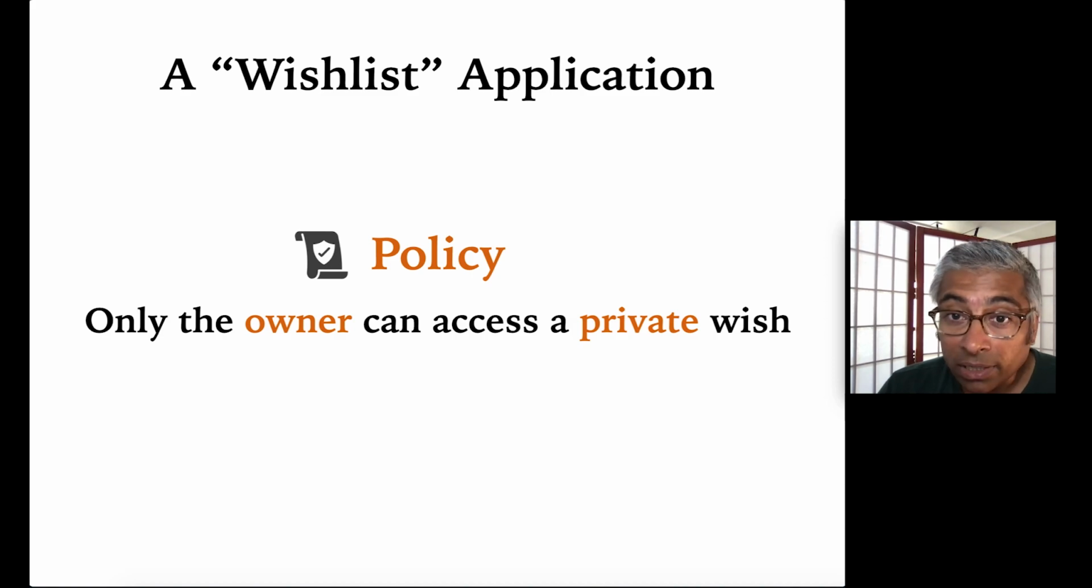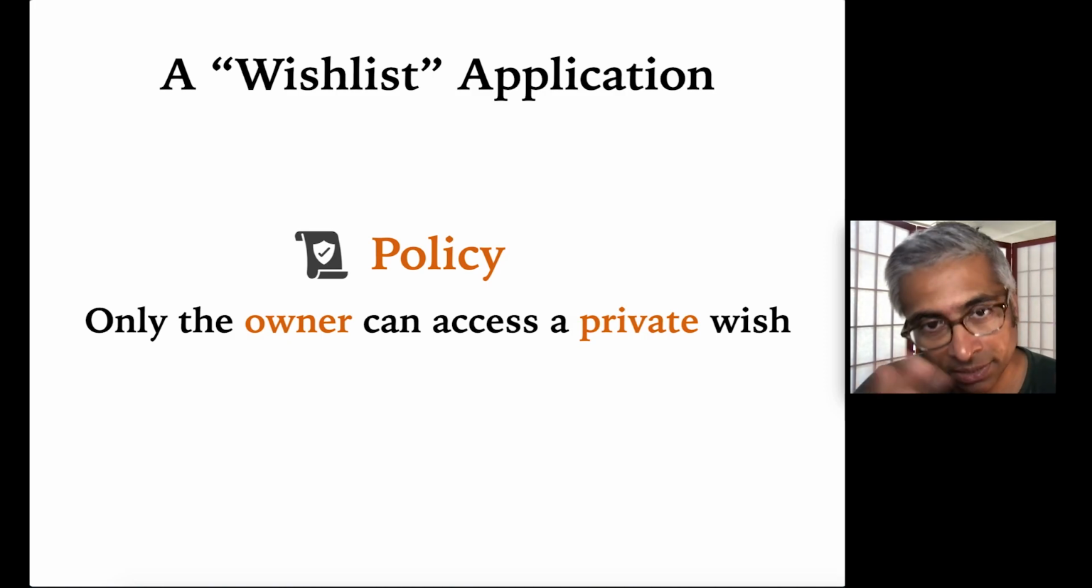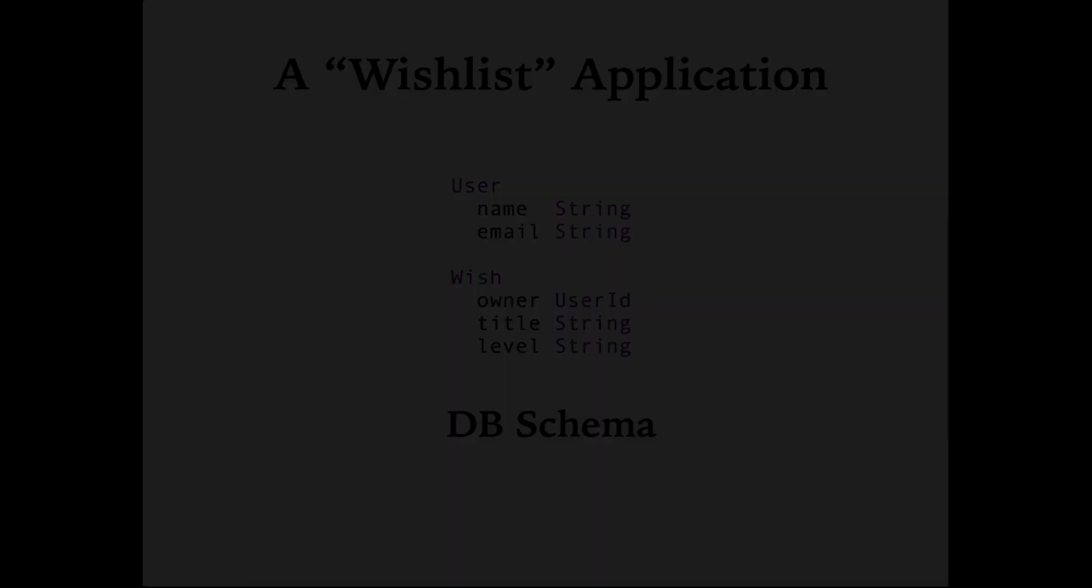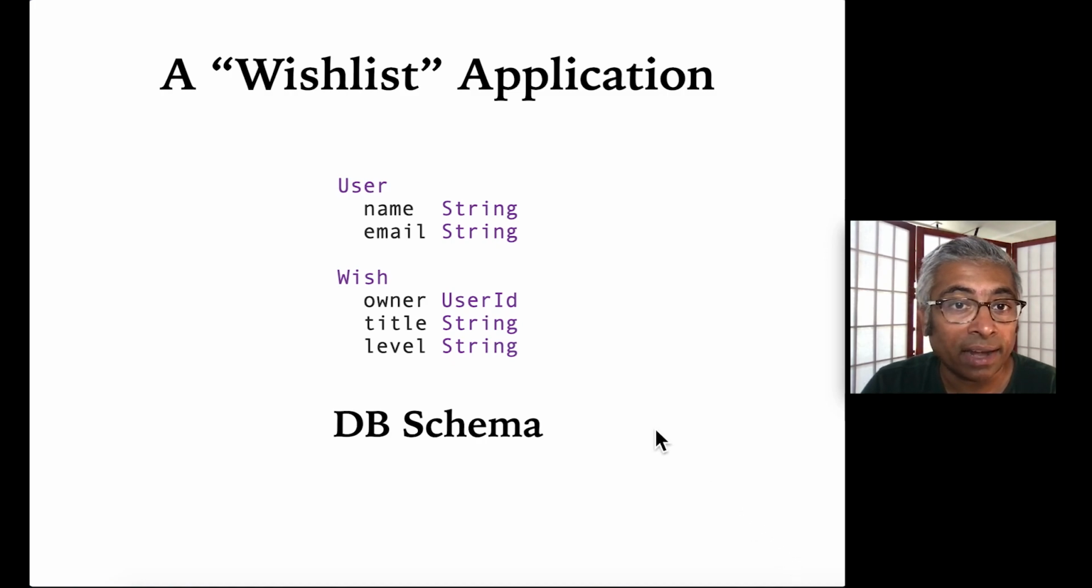I might imagine a policy for this web application that says that only the user who owns a particular wish should be allowed to access the private wishes. The public wishes, anybody should be able to see. We are going to start with a database schema that is very common and ubiquitous in web applications. This database schema declares the different tables that the database stores. There's going to be a table for each user, and each row is going to store the user's name and their email, both as strings.